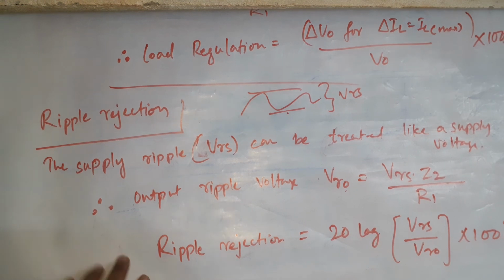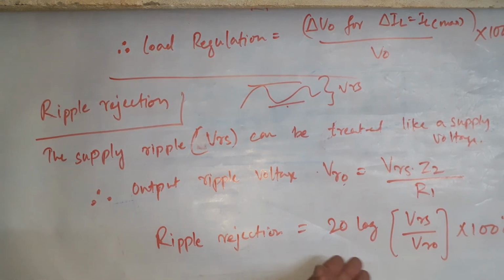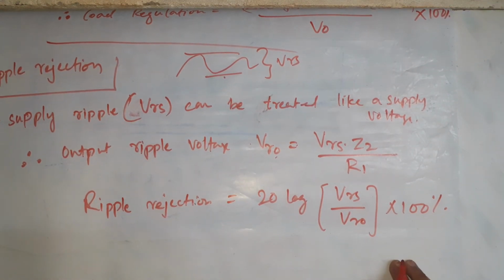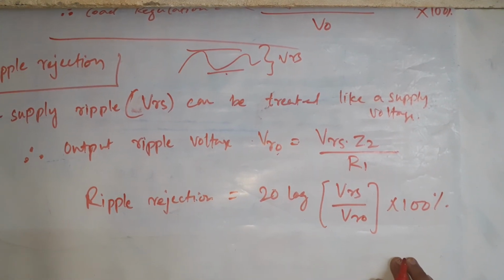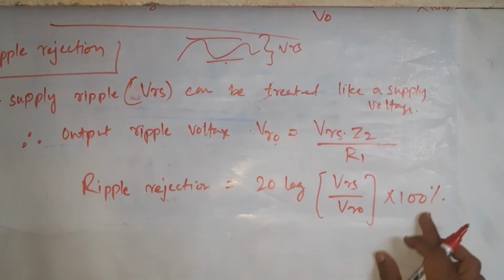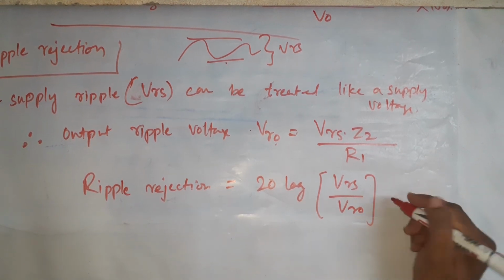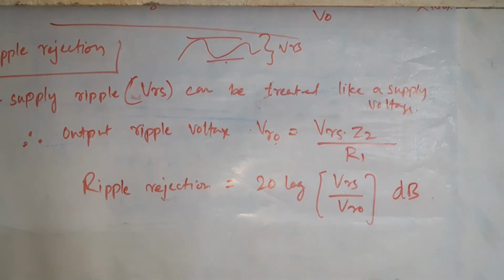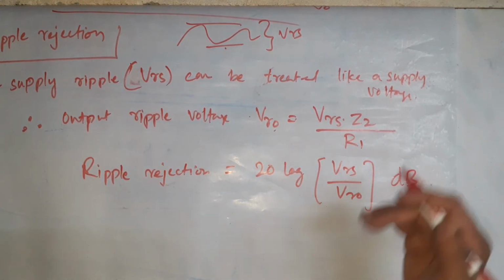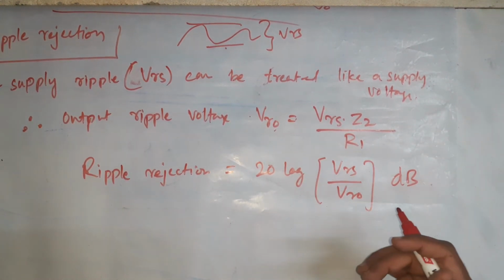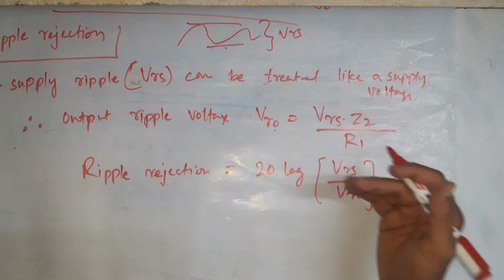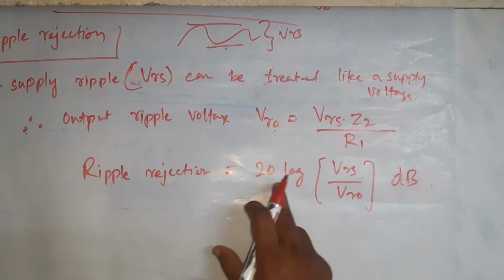Now you may be thinking why the ripple rejection is given in 20 log or in decibels. Why did I take percentage here? This should be in decibels. Ripple rejection is given in decibels because this is the attenuation, right? This is attenuation, loss in your output, loss in your gain. As the gain is given in decibels, here attenuation is also given in decibels.